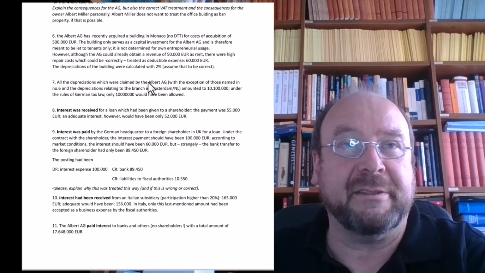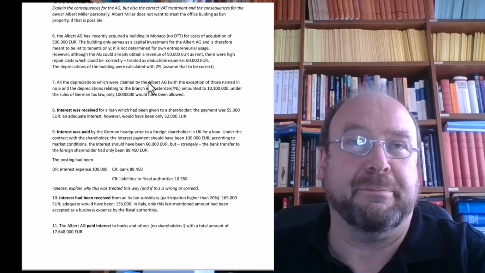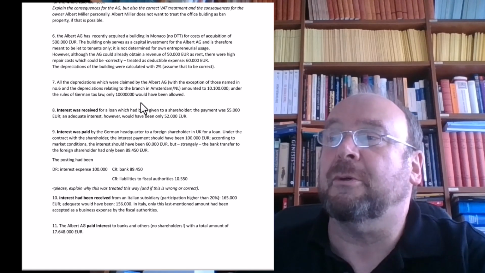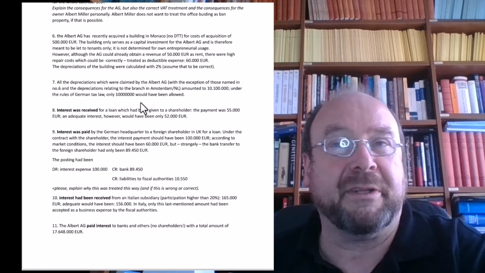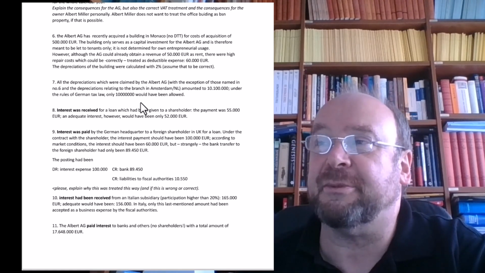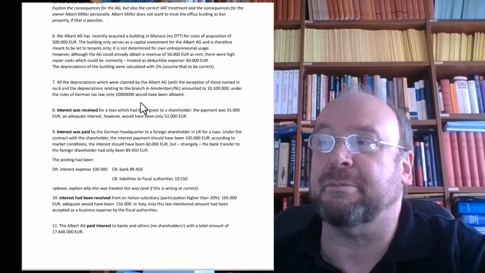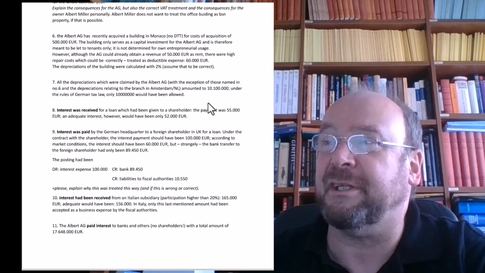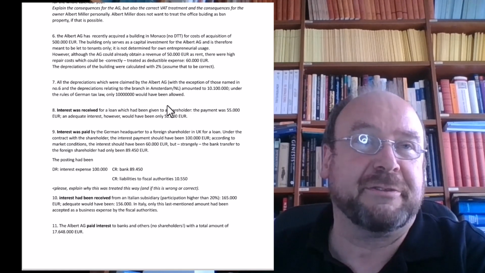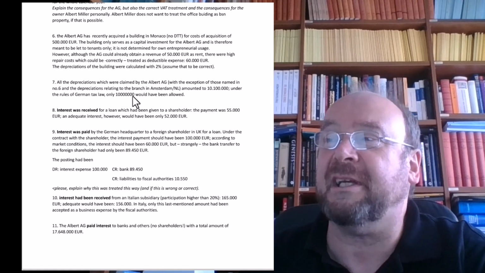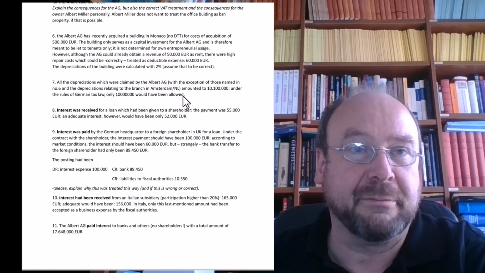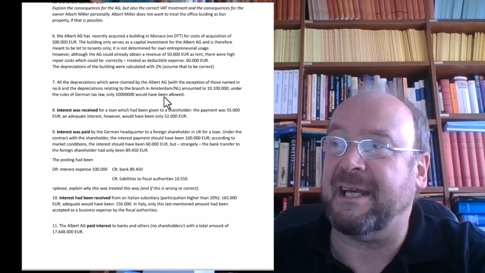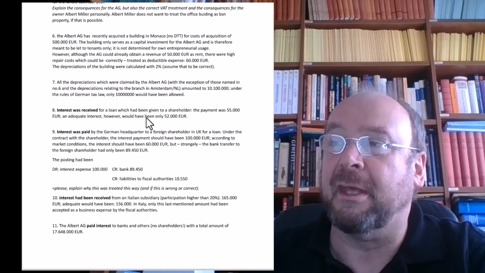So, and indeed that would be correct if it's not a building which has been completely recently built. So, all the depreciations which were claimed by the Albert AG, with the exception of those named in number 6, and the depreciations relating to the branch in Amsterdam, amounted to 10,100,000, and under the rules of German tax law, only 10 million would have been allowed. So, commercial accounting charged more depreciations than would have been allowed for tax.